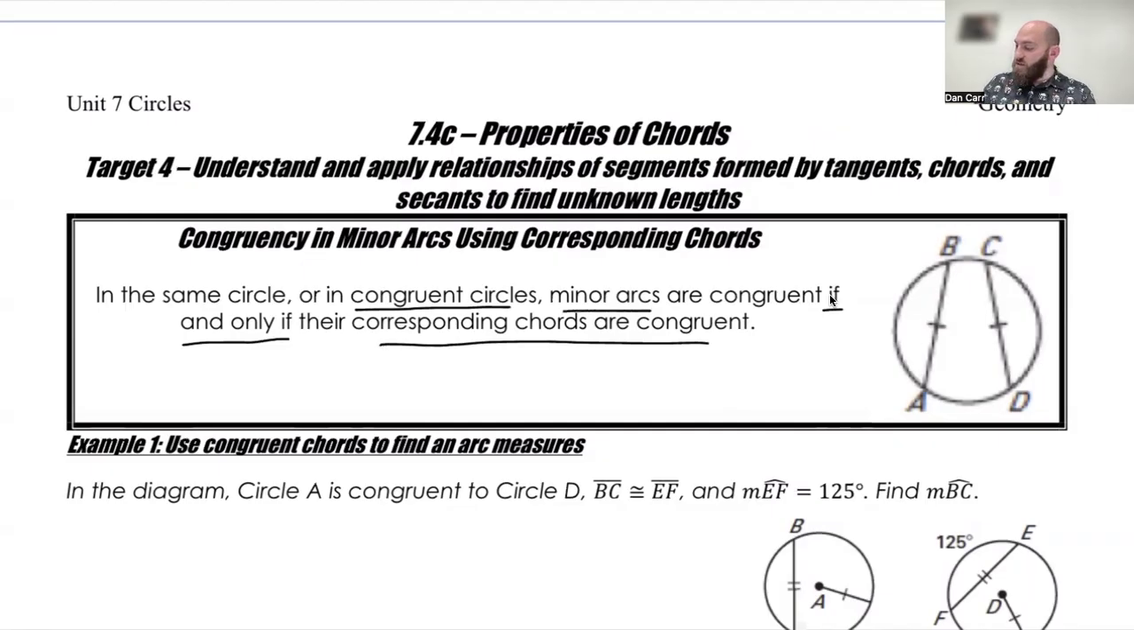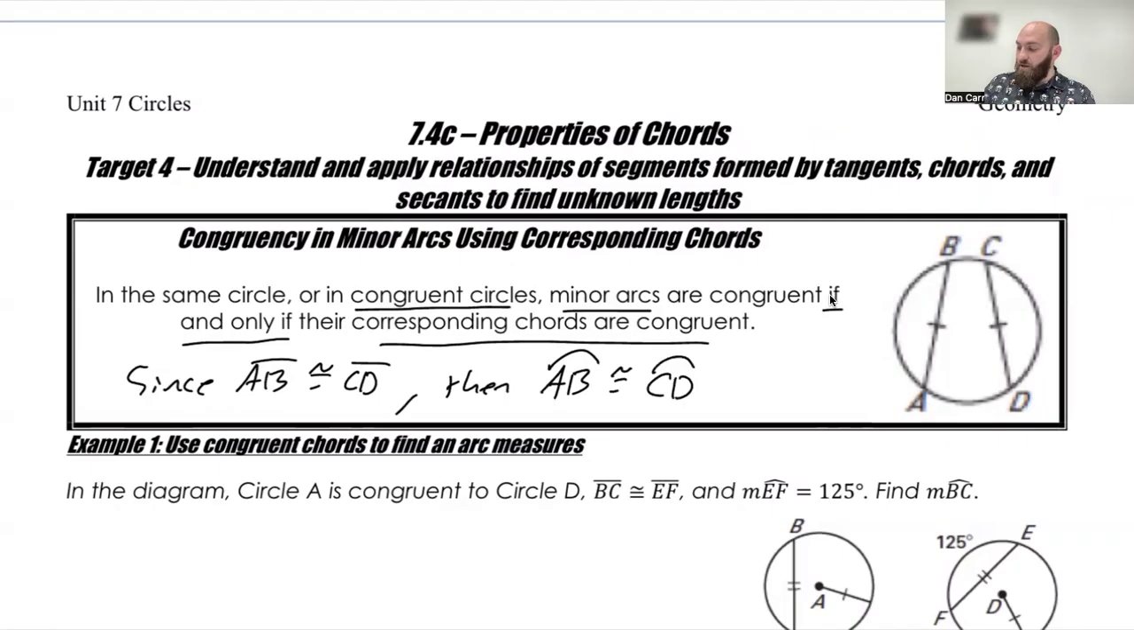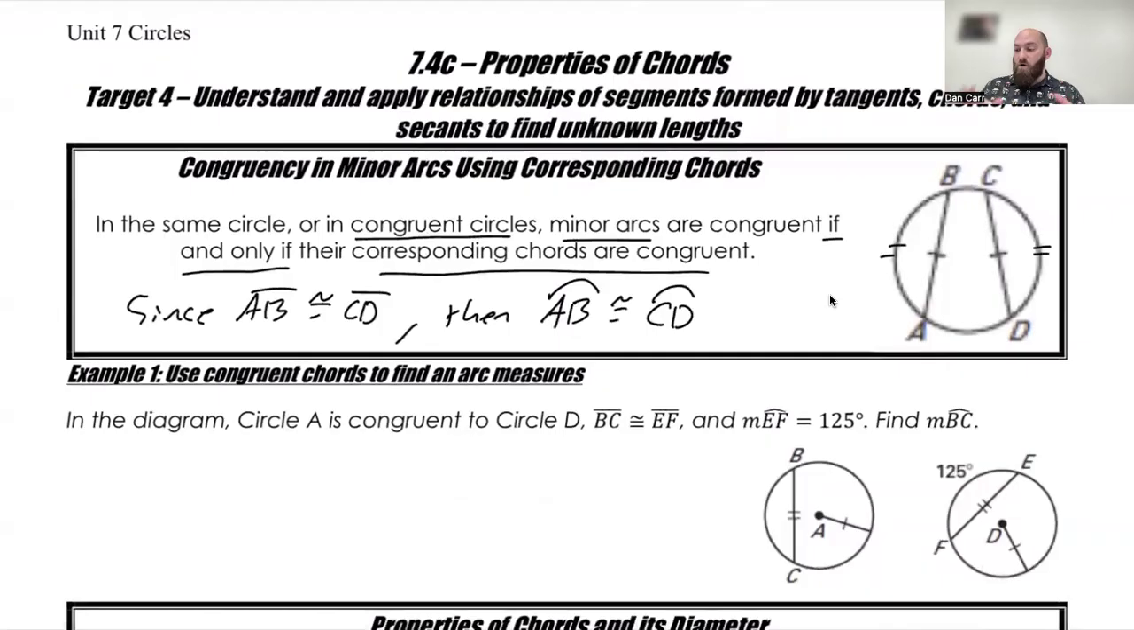So when I look at this diagram here, since segment AB is congruent to segment CD, then arc AB is congruent to arc CD. So this is what we know. This implies this. That's what we're looking at here. Now, the other part of this was that in congruent circles, this is also true.